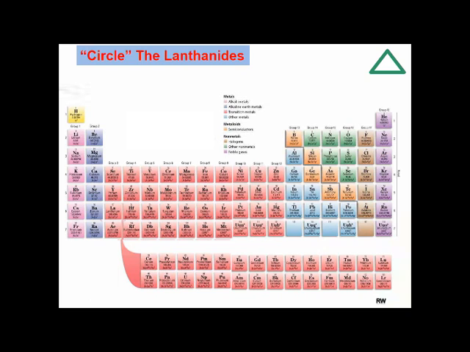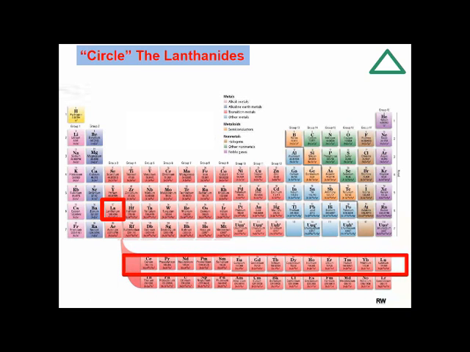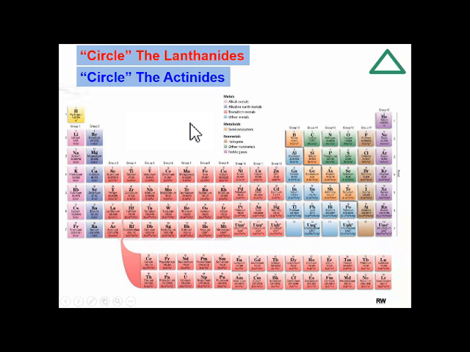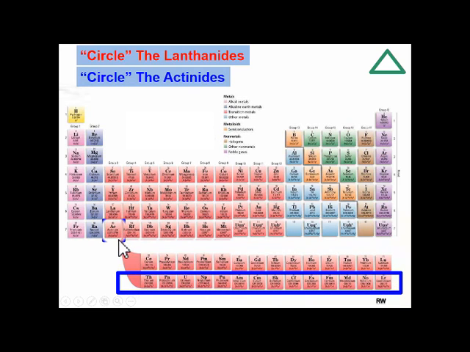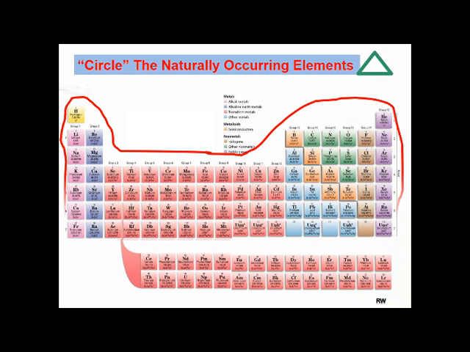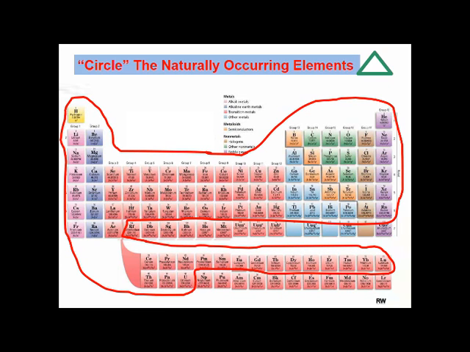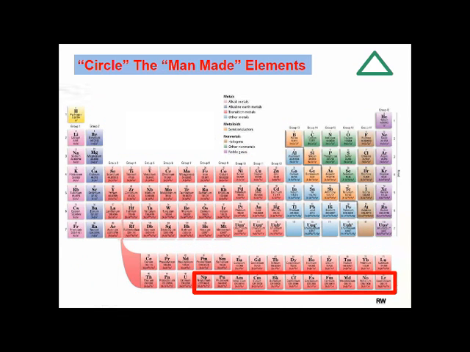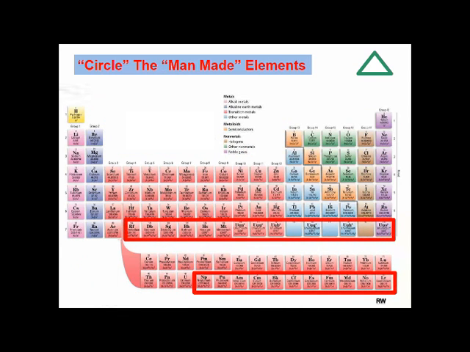Okay, the lanthanide series. This series here, beginning with lanthanum, is the lanthanide series. Then we have the actinides. Same thing. That's the actinide series in the row below. Alright, now naturally occurring elements. These are the ones that you can find in nature. They're all the elements in order up till 92, uranium. Those are the naturally occurring elements. Now the man-made elements are the rest of the elements in the periodic table.